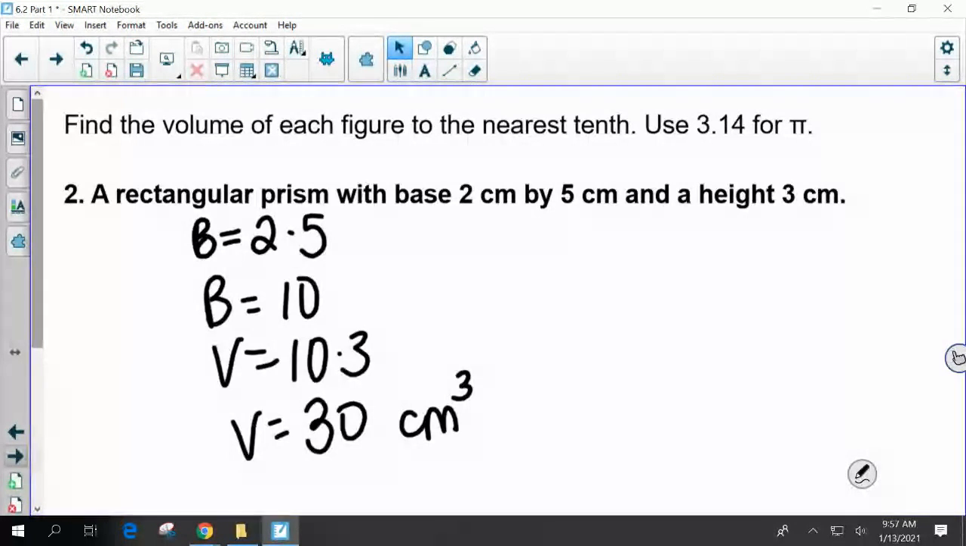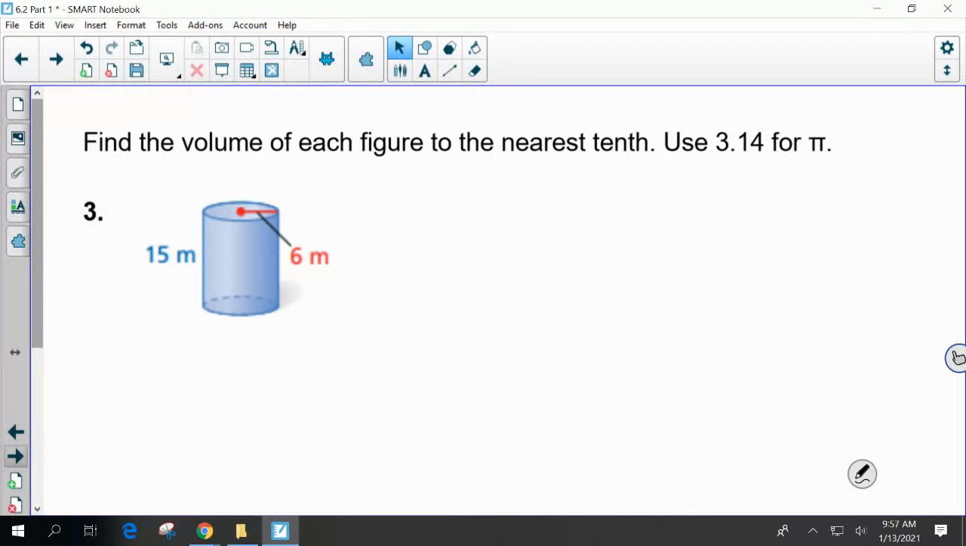Okay, number 3. Find the volume of each figure to the nearest tenth, use 3.14 for pi. So this is what I was talking about when I said you have to know what the shape is called. There's not a name of what the shape is here, it's just a picture. So you have to know that that's a cylinder by looking at the picture in order to use the correct formula, okay? So for a cylinder, capital B is pi times r squared.